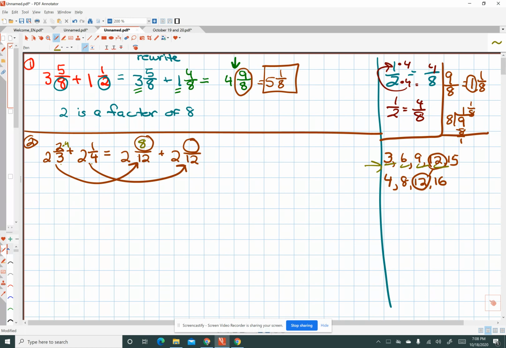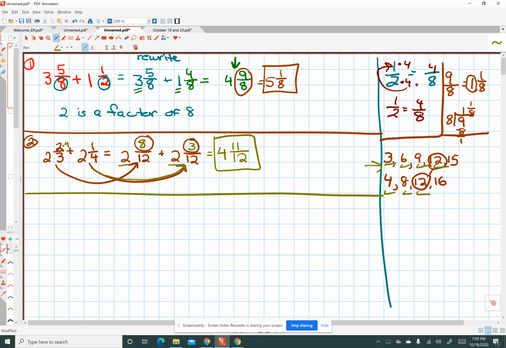Now, what did I do to get from 4 to 12? Well, I multiplied that 4 times 1, 2, 3. So I will multiply the 1 times 3, which will give me 3/12. So if I add my whole numbers, 2 plus 2 make 4. Let's put my denominator of twelfths. 8 plus 3 is 11. And that is a fully simplified answer. The 11/12 is not an improper fraction. That's a final answer.